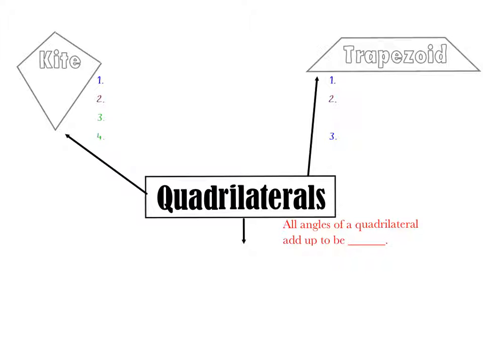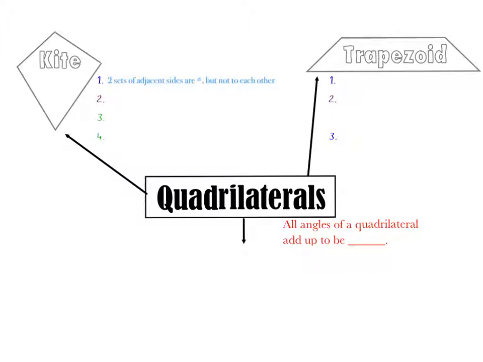So we're going to start over here with the kite, and we're going to talk about things that are true about the sides, things that are true about the angles, and then things that are true about the diagonals. The first characteristic of a kite is that two sets of adjacent sides are congruent, but they're not congruent to each other.